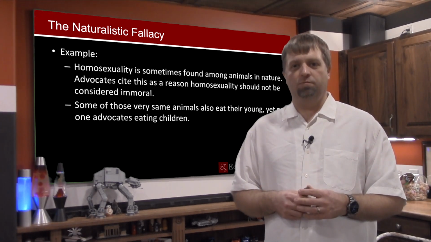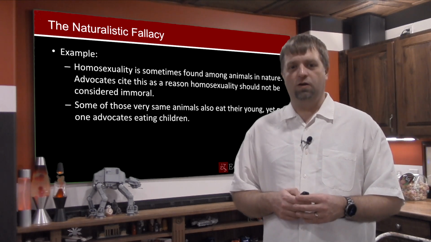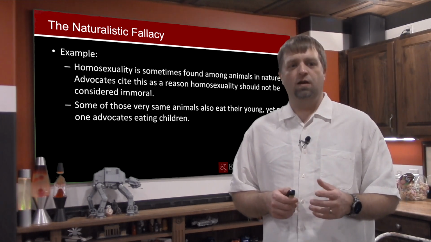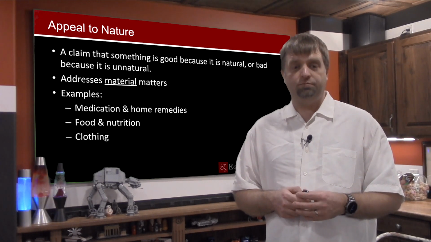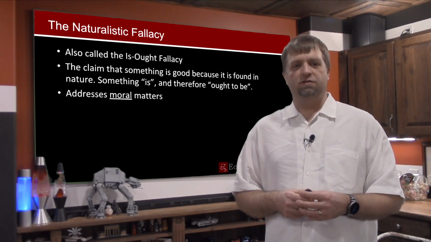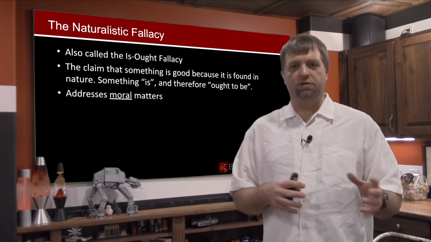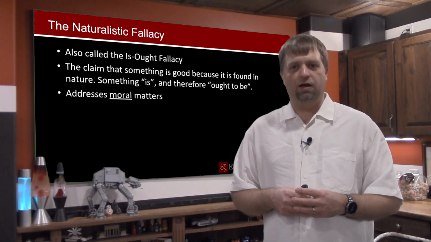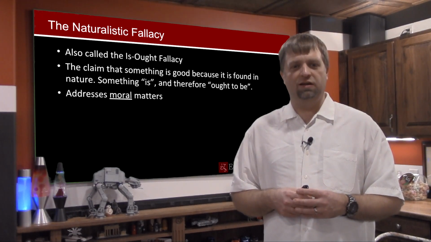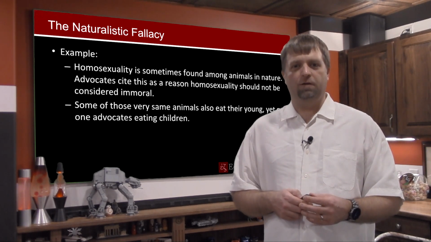Really, you need to come up with a better argument than simply it's found in nature or it's not found in nature. So to recap, the first one, appeal to nature, is material. And the second one, the naturalistic fallacy, the sister fallacy, is moral. It's material versus moral, and it's really easier to point that out when I do both of them together. So that's why I did two fallacies. You get 2 for 1. I won't charge you extra for this one, but that's it.